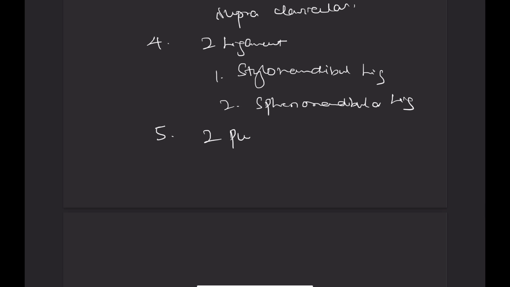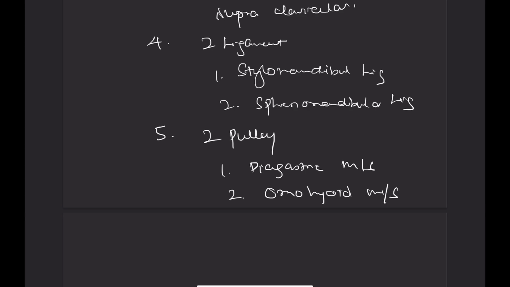Number 5 is that two pulleys are there. Number 1 is the digastric muscle, and number 2 is the omohyoid muscle.